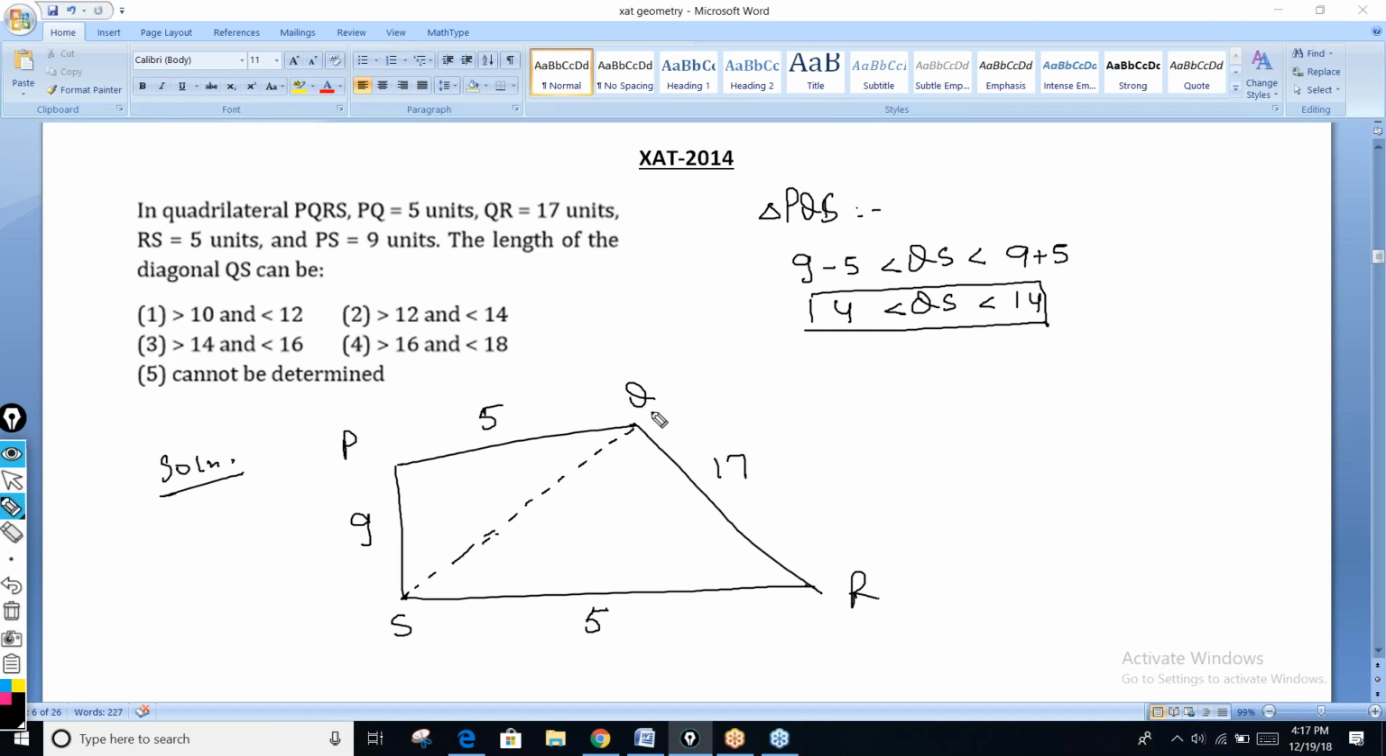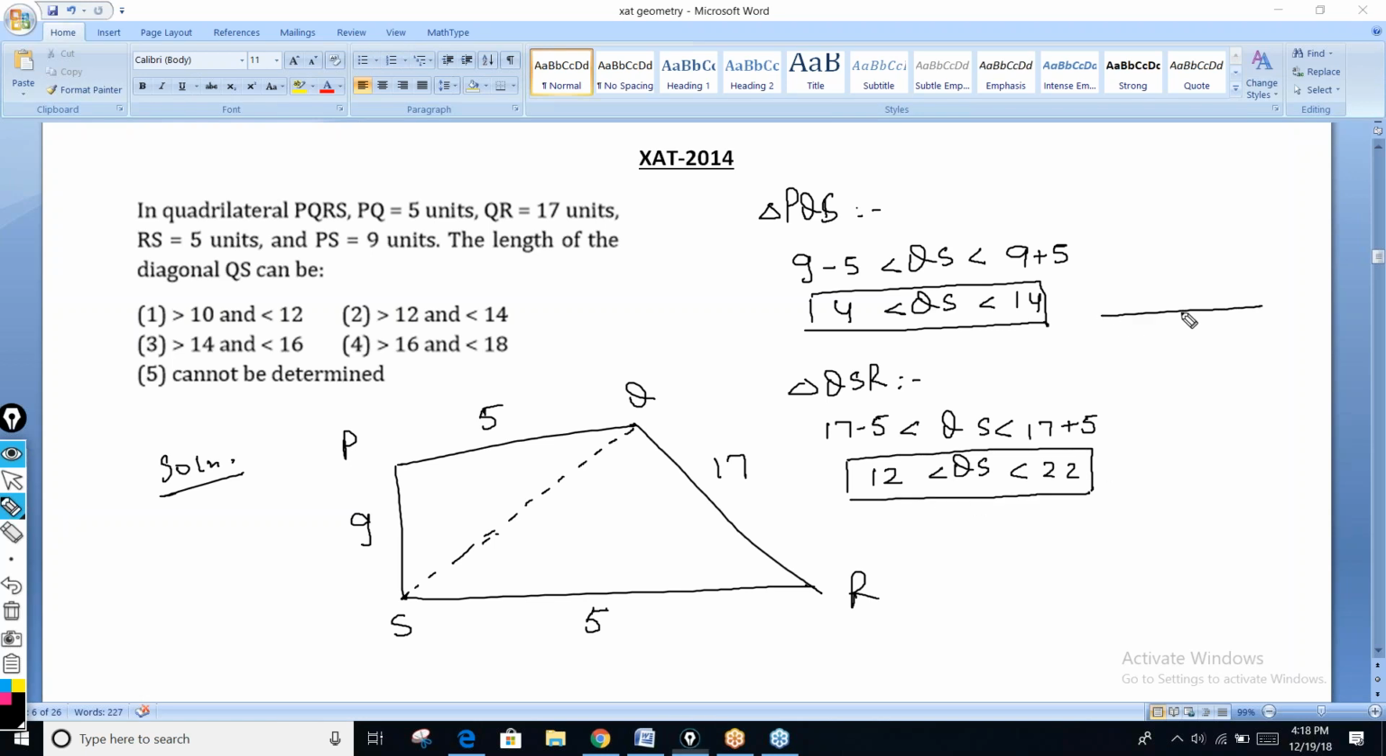Right? And similarly, if I look at the triangle QSR, the length of QS is less than the sum, which is 17 plus 5, and greater than the difference, which is 17 minus 5. So the length of QS will lie in the range of 12 to 22. So can you tell me the basic range of QS? From here you are getting 4 to 14, and from here you are getting 12 to 22. So what is the common range of QS?